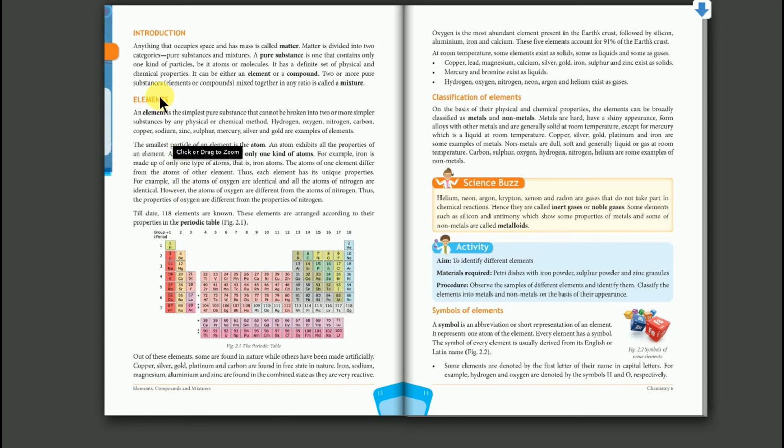So children, today we have learned about elements, atom, compounds, mixture, metals, non-metals, periodic table, metalloids, inert gases.